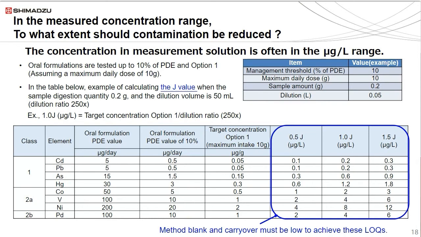The carryover signal and method blanks must be lower than 0.5 J. In this case, we see that nickel has a higher PDE value than cadmium, so the calibration curve concentrations and required sensitivity for each is different. That said, while the LOQ may be higher for elements like nickel, removing contamination may be more difficult with abundant elements than ones that are uncommon in nature.